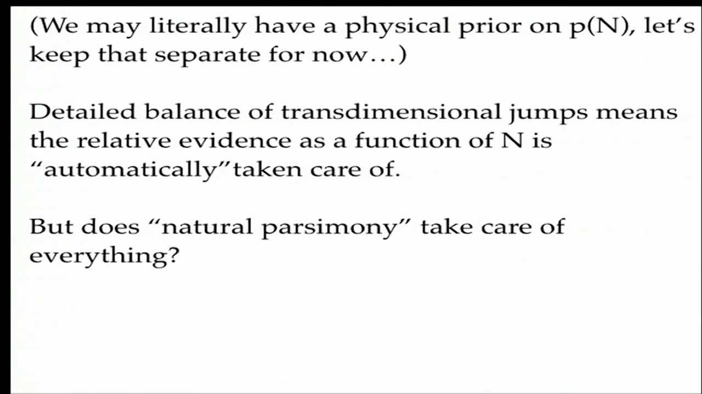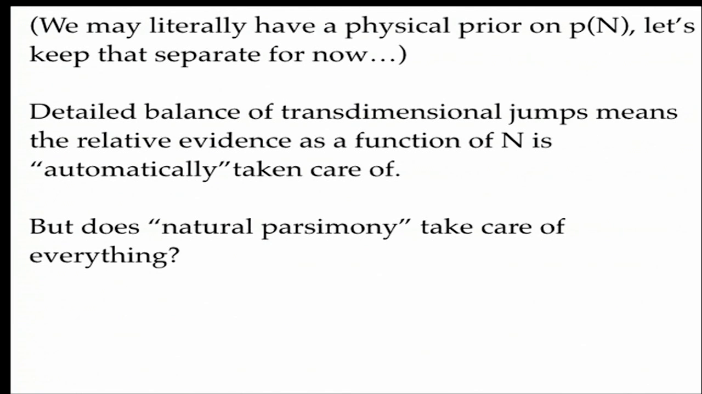So let's talk about this prior on P of n a little more. I have to stop soon. So we may literally have a physical prior on P of n because we know something about the universe. So n here is just the number of stars in the image, let's say. So we may have a prior on that, but let's just keep that separate. I'm talking about a separate factor that we have to multiply in.